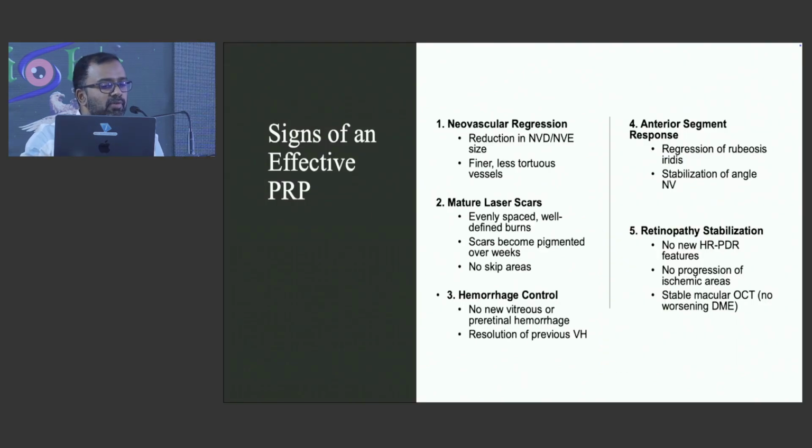What are the signs of an effective PRP? You have neovascularization regression. You have mature laser scars with no skip areas. The hemorrhage gets controlled, there's no new hemorrhage, or there's resolution of the vitreous hemorrhage. Your anterior segment stabilizes, your NVI regresses, or even the retinopathy stabilizes.